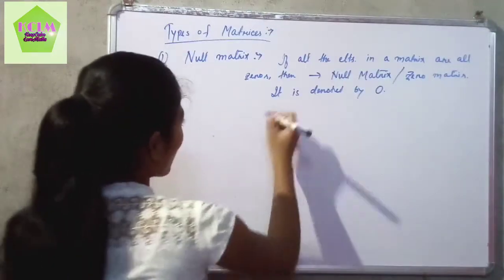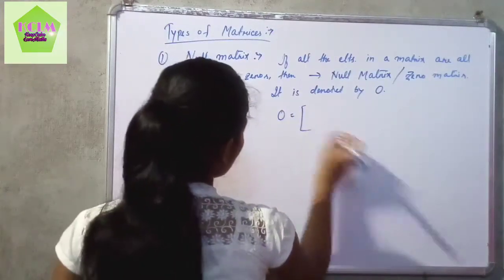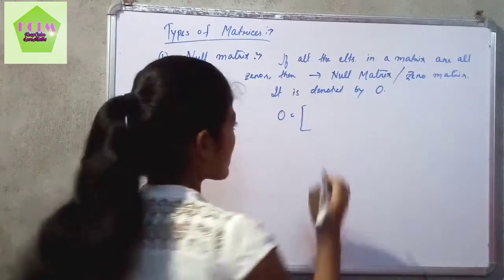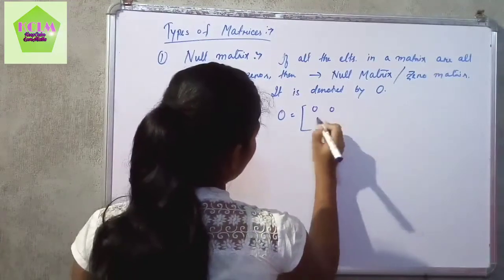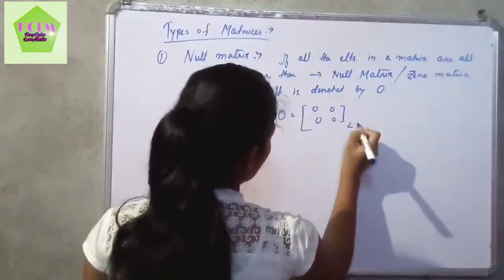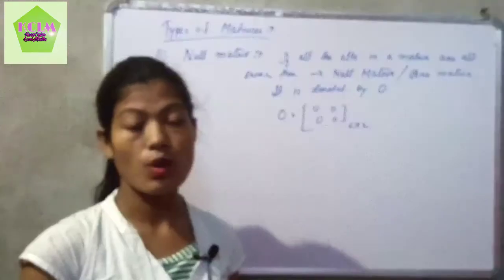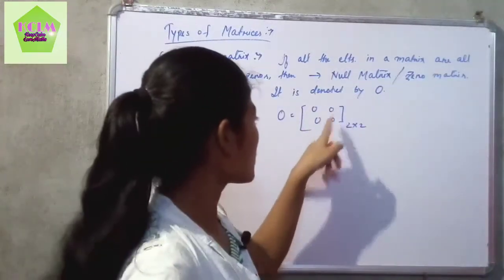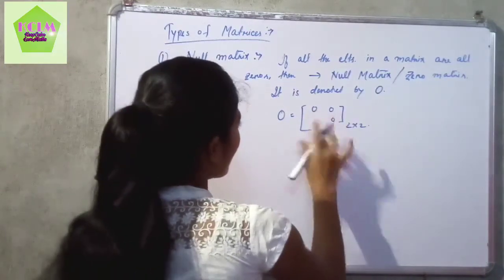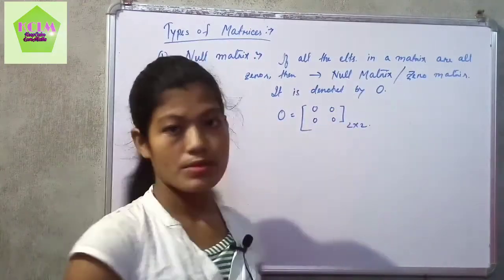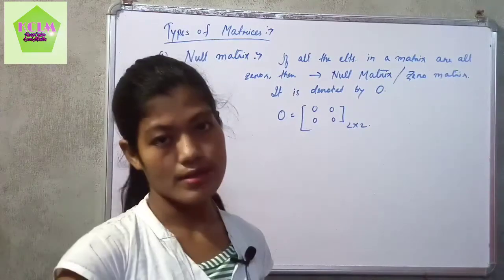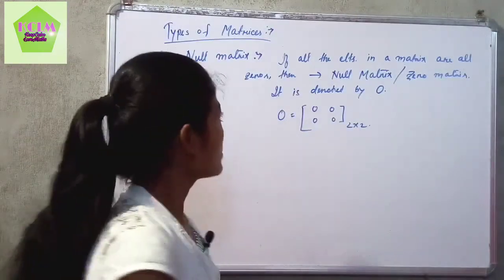So O is equal to, suppose we have a 2 by 2 matrix, the matrix O in which all the elements are 0. Here all the elements in the rows and in the columns are 0, therefore it is a null matrix or zero matrix.